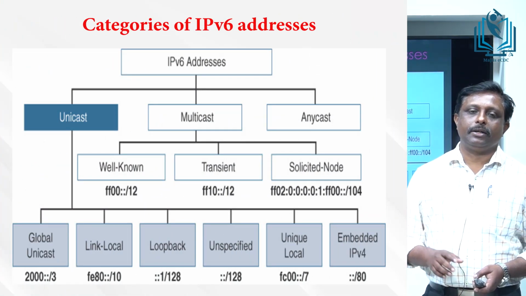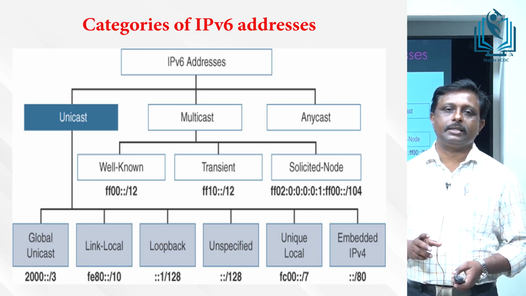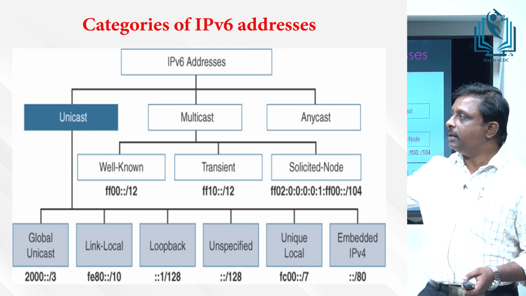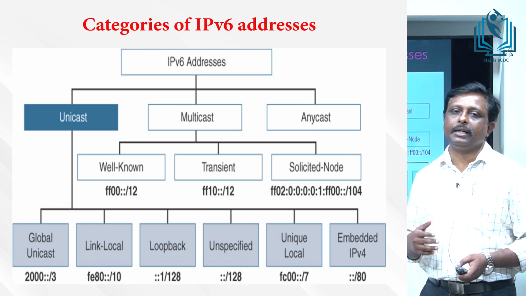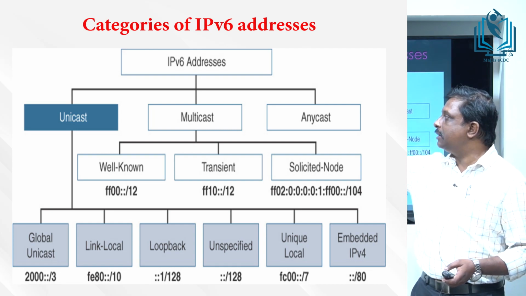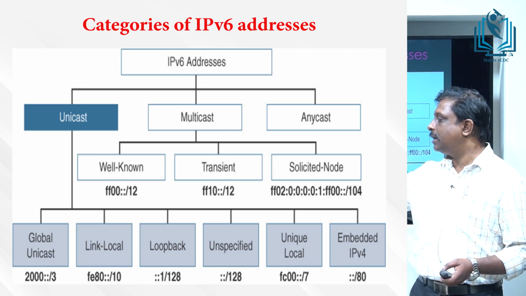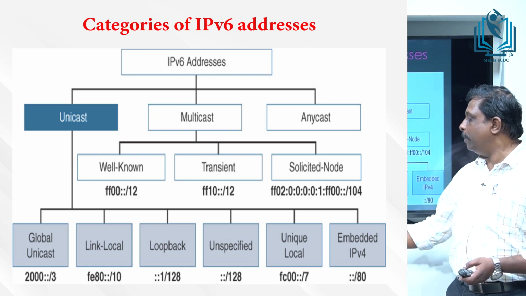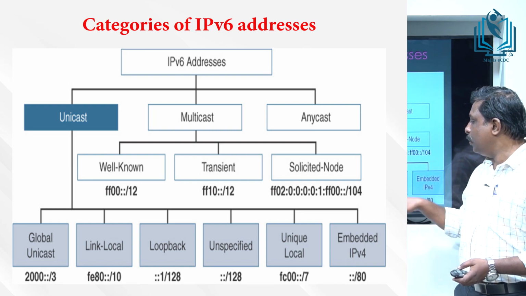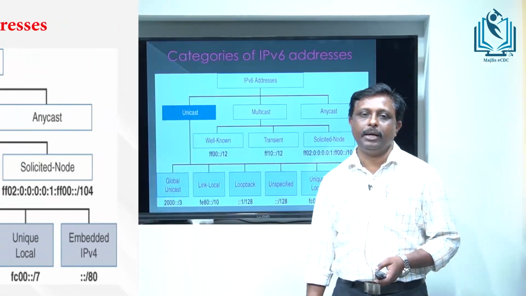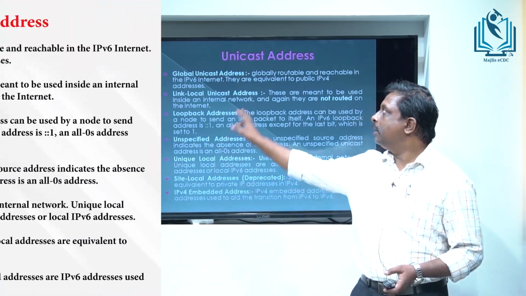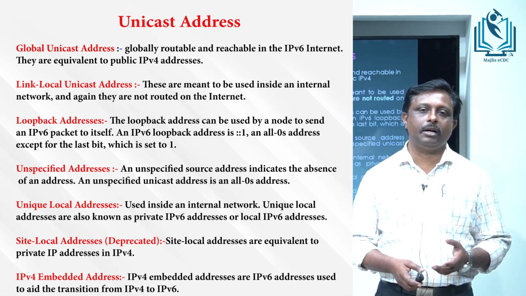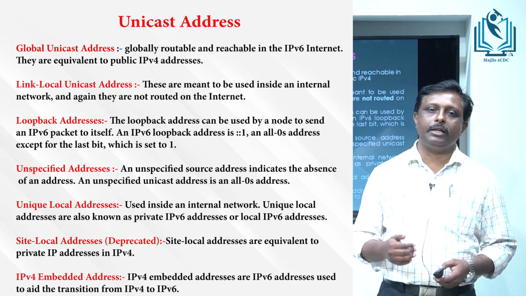We already discussed that IP version 6 contains 3 categories of IP address. We can again divide these categories into subcategories. Unicast addresses can be divided into global unicast address, link local address, loopback address, unspecified address, unique local address, and embedded IPv4. First, we are going to discuss unicast address.